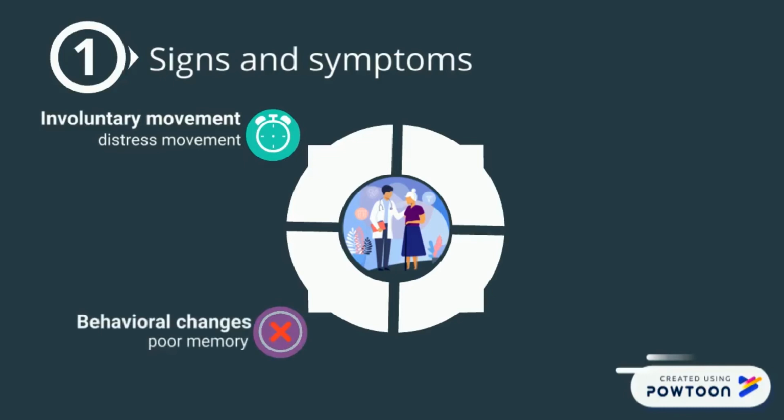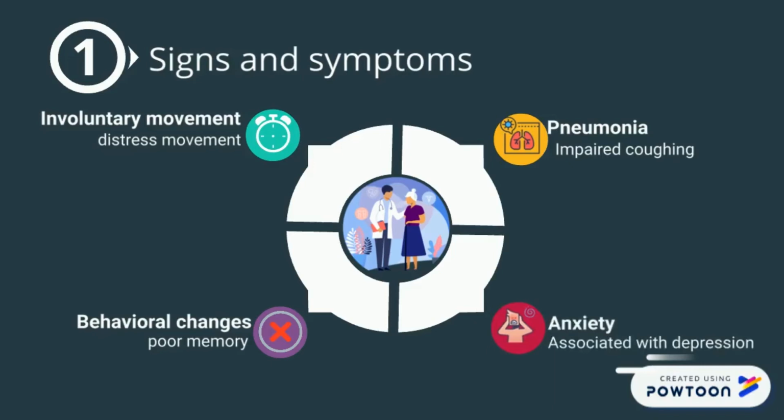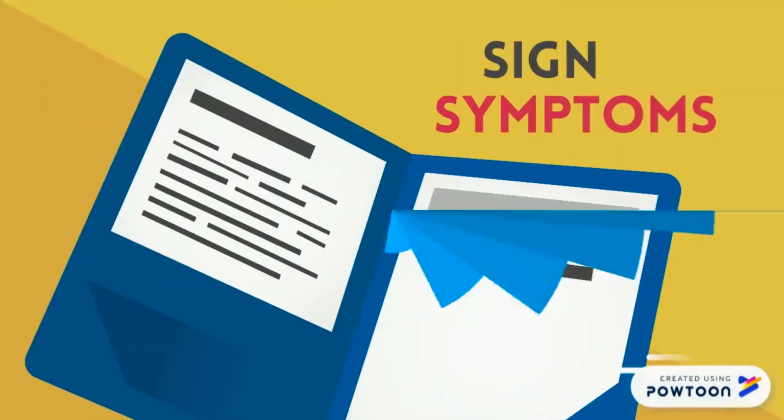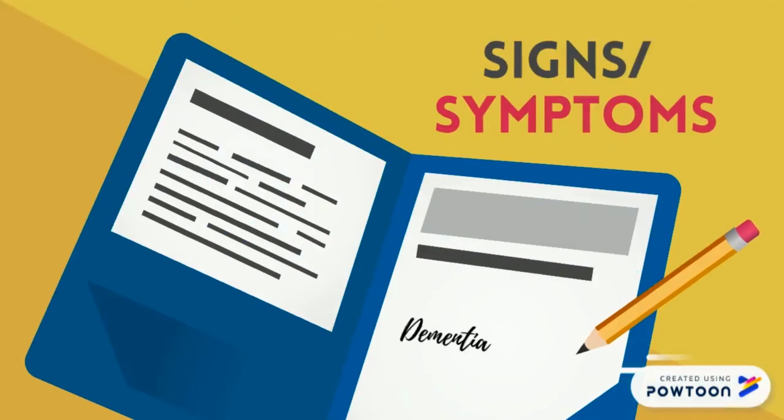This disorder is also associated with pneumonia, which occurs as a result of impaired coughing. Later stages would be having anxiety and muscle weakness and difficulty standing. Finally, dementia, which is when a person loses their mental functions such as memory, reasoning, and making decisions.